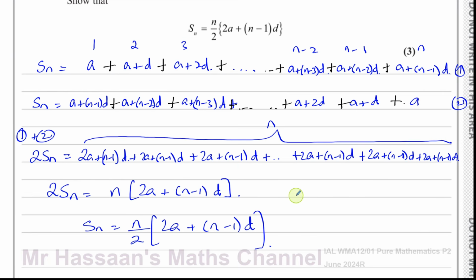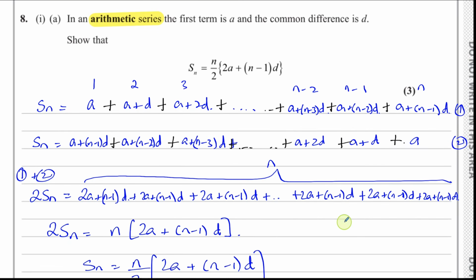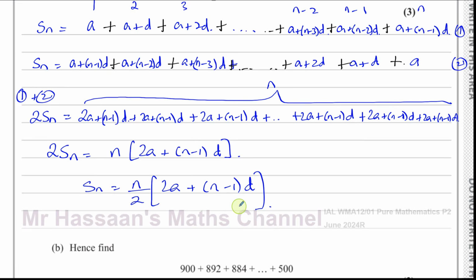And I hope the earlier demonstration gave you a clearer idea, because when you've got these letters and stuff, it's a bit more abstract. So hopefully that gave you the idea of how it works. So that's 8 part 1, part A. Now we're going to go to 8 part 1, part B.